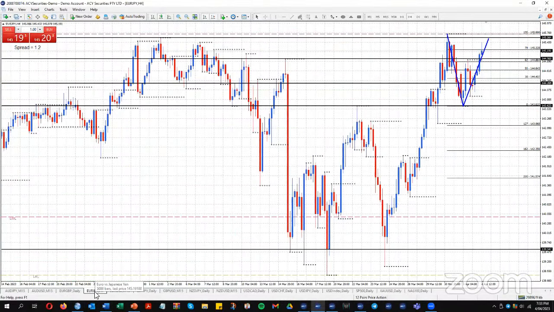All right, moving to the euro yen. Just wanted to see what's going on. All right, one moment. I'm just going to get rid of my phone out of the room. Apologies.